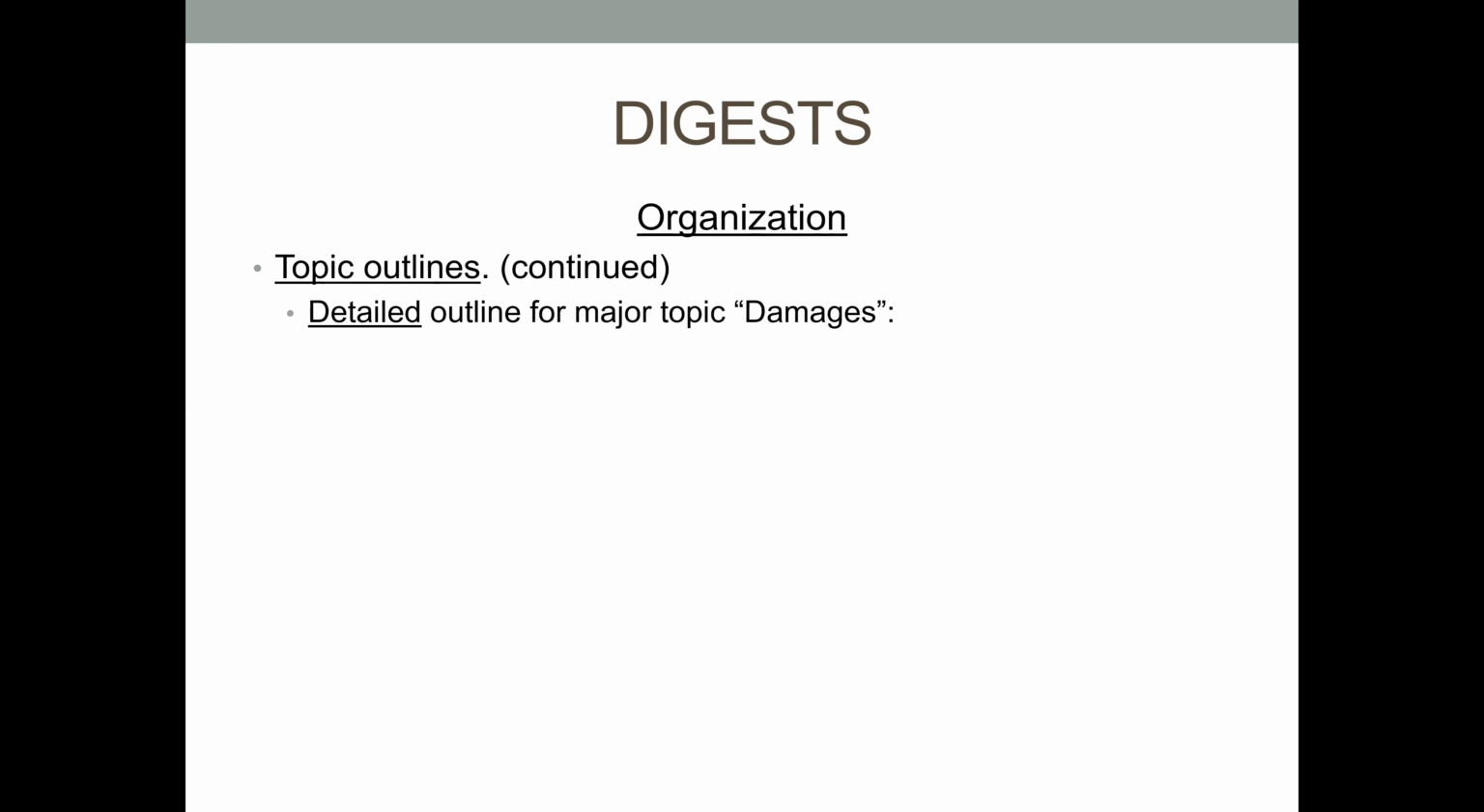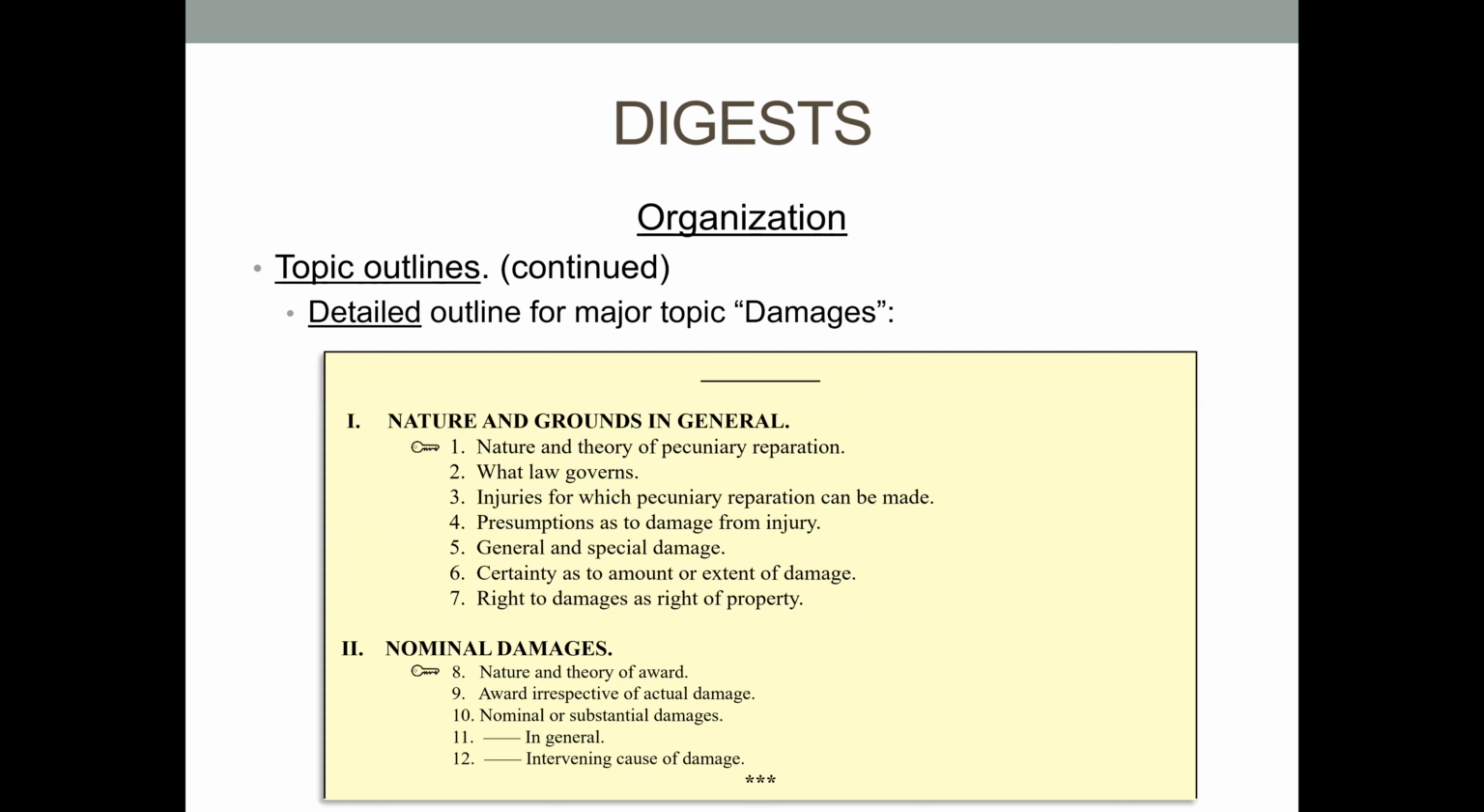And then it will be followed by a much more detailed outline, because the idea is once you've reviewed the bird's eye outline, then you kind of see where you need to be focusing and can zero in on the Roman numeral subdivision and then go into much more detail and see things at the individual subtopic key number level. And here's an example on the screen here.